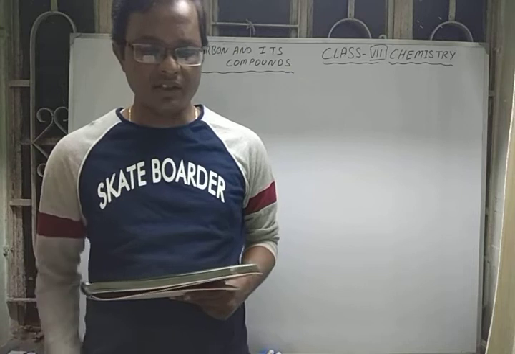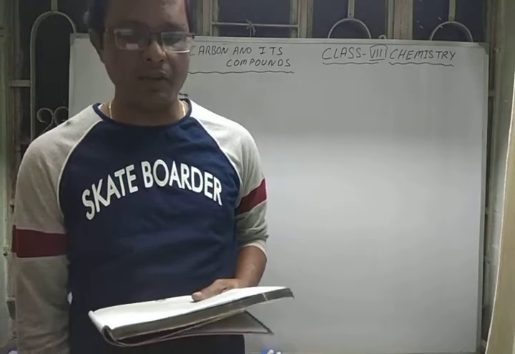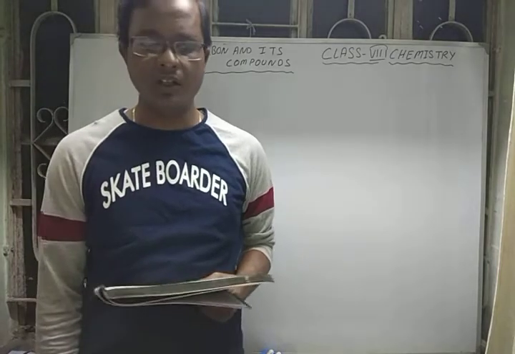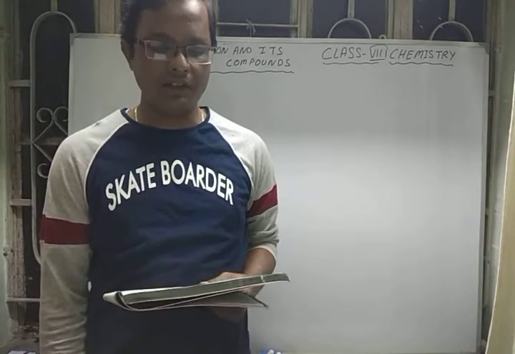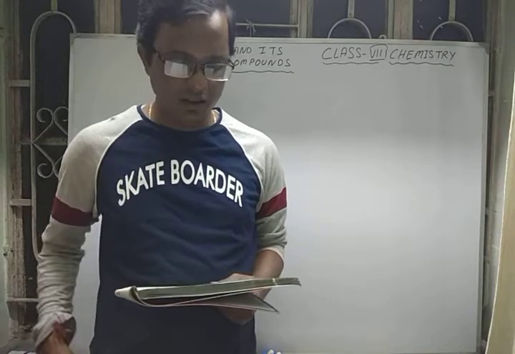Next question, the definitions are there. You can write the definitions: crystalline, amorphous, allotropy, destructive distillation and sublimation. These are very easy types of definitions.